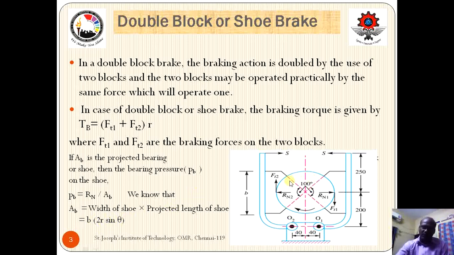You can see the diagram here. You have two shoes, S1 and S2, and Ft is acting in this direction when it rotates clockwise. Ft1 is acting here, Ft2 is acting here, and Rn1 is acting opposing S1, and Rn2 is acting opposing S2. Okay. So this fulcrum is placed some distance above the radius from the middle. So this may be operated by some levers.